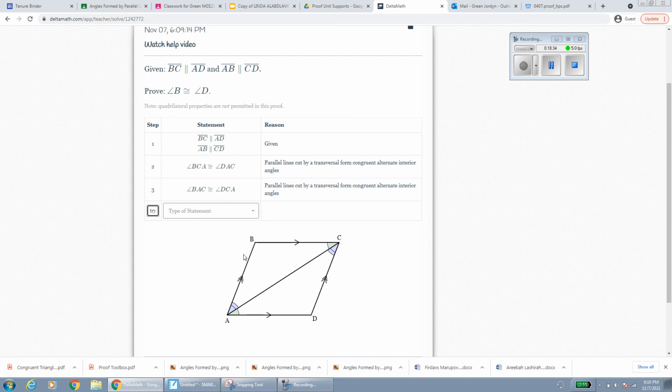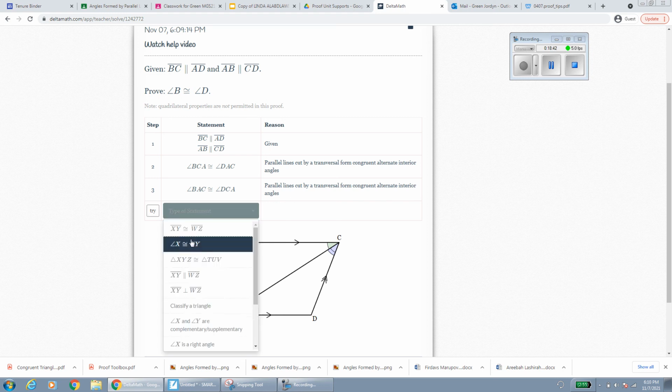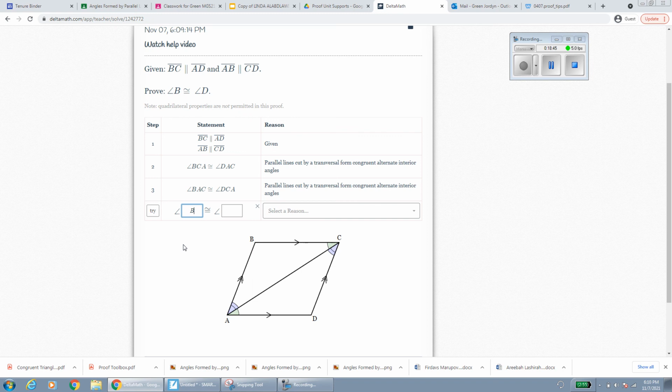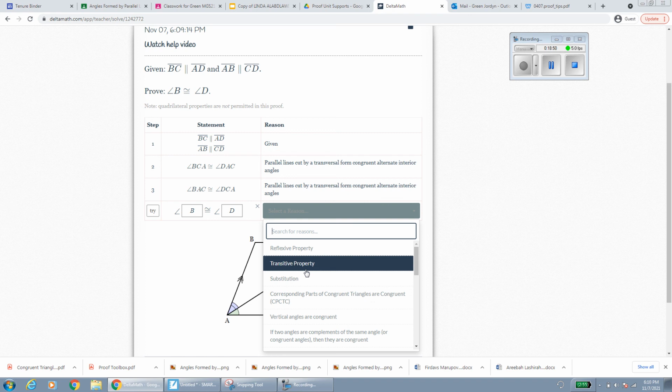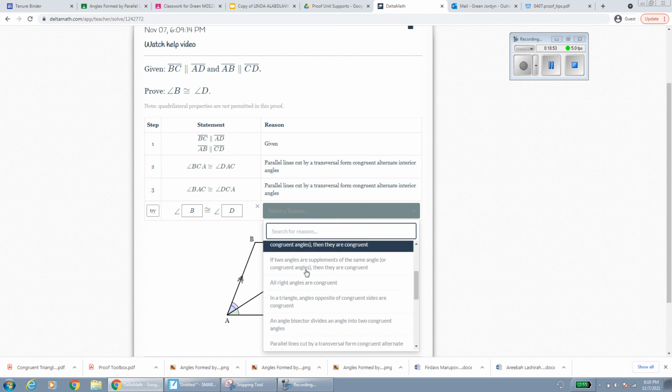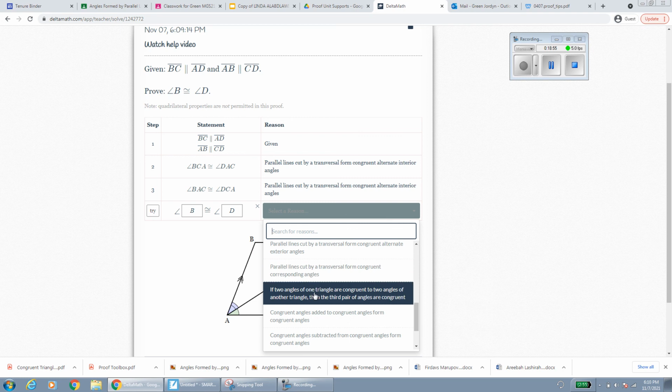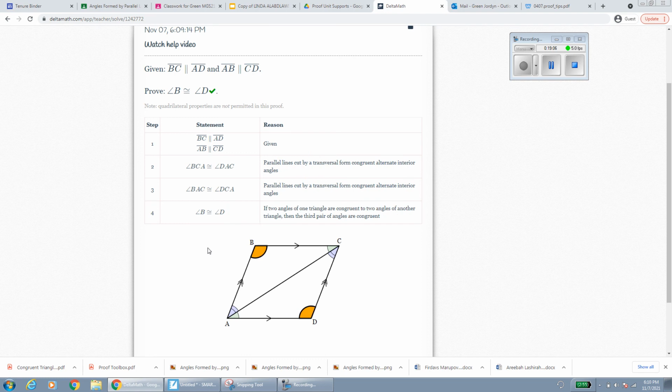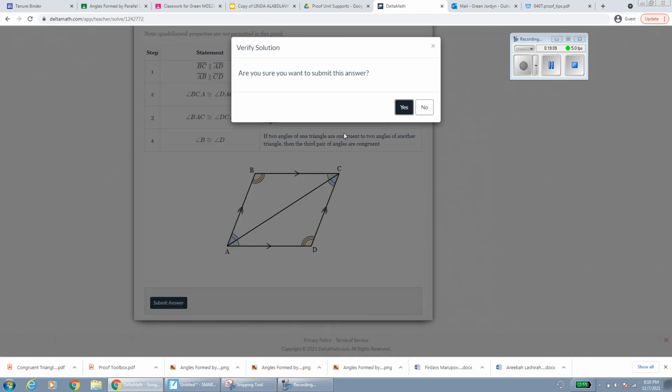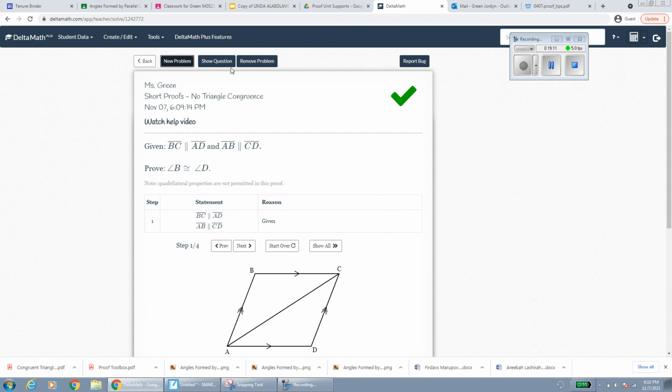And then we talked about, since we know that two angles in the triangles are congruent to each other, the third angles also have to be congruent to each other. So that's angle B being congruent to angle D, which is our goal as well. And I'm just going to look for the reason that says what we said out loud. Oh, here it is. If two angles of one triangle are congruent to two angles of another triangle, then the third pair of angles are congruent. Perfect. That's exactly what we just talked about. And there we go. We got it correct.